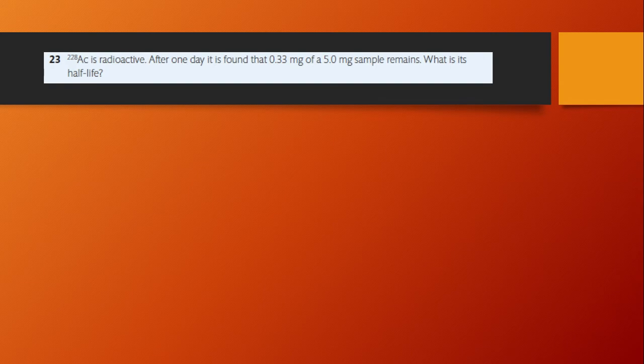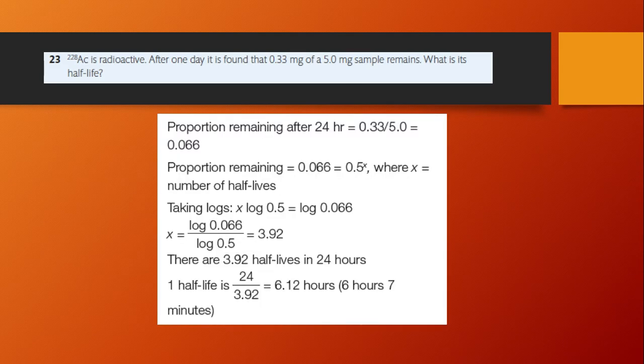So it's after 1 day. How much remained after 1 day? Well, we can do 0.33 divided by 5, and that gets us 0.066.